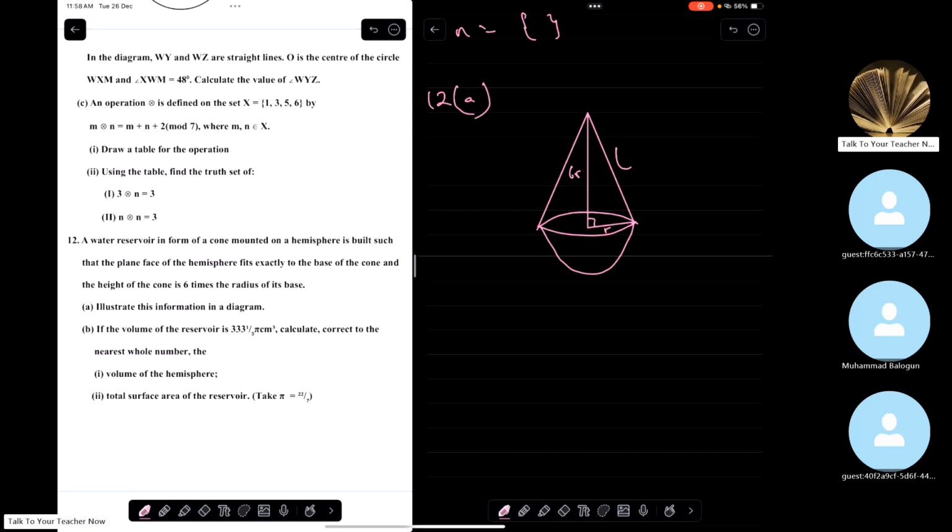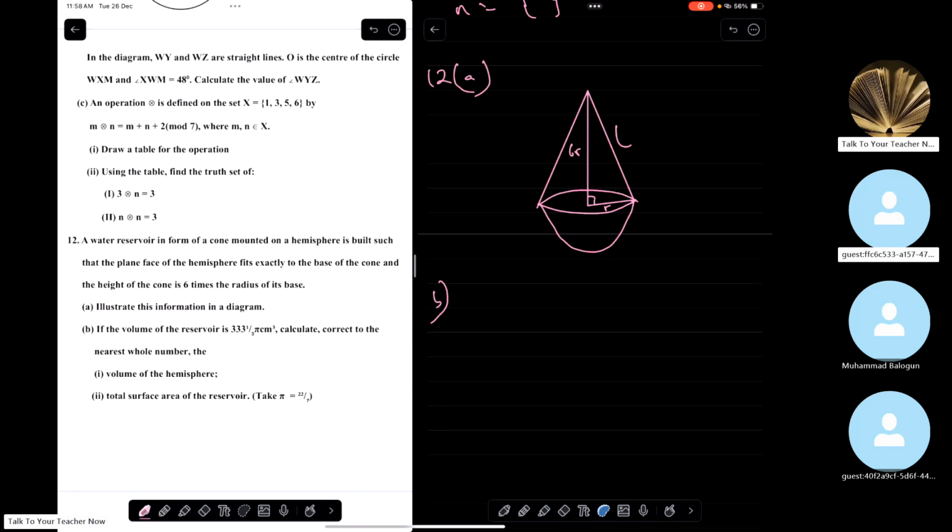So what's the second question? B. What does B say, Ajara? Please read that to us. If the volume of the reservoir is 333.5 centimeter cube, calculate, correct to the nearest whole number, the volume of the hemisphere. Now that's B Roman figure 1.